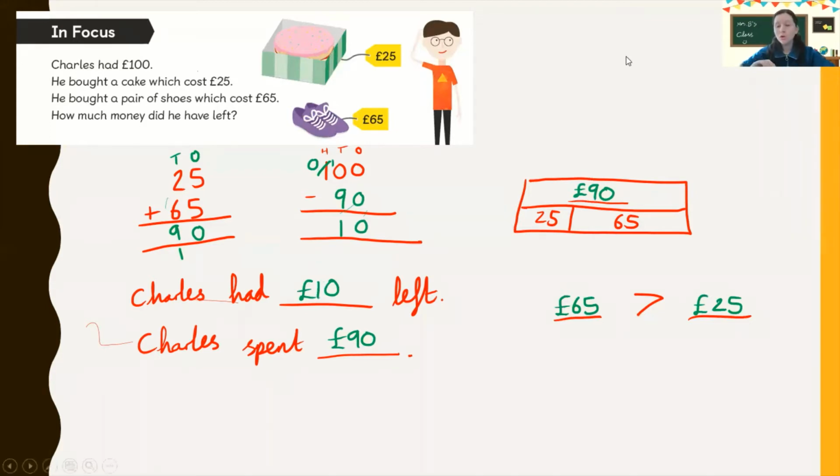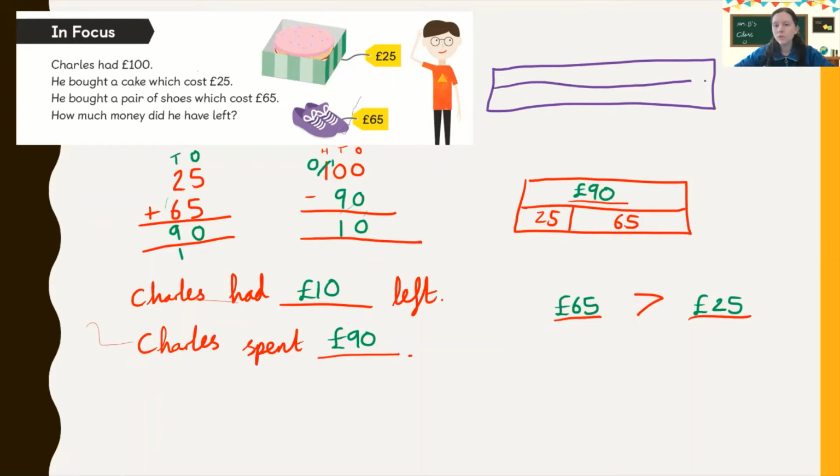To show the whole problem on a bar model, you would need a big bar model, which again you will use your ruler for. Oh, this is why we need a ruler. So 100 is how much he had. He spent 65 on shoes, 25 on a cake, and then this is our mystery amount, how much he has left. So that would be how we'd represent the whole problem with a bar model.